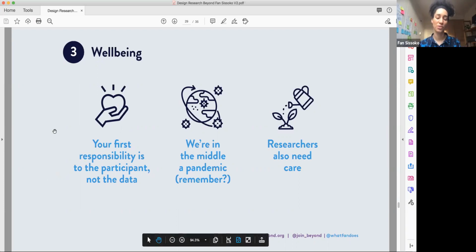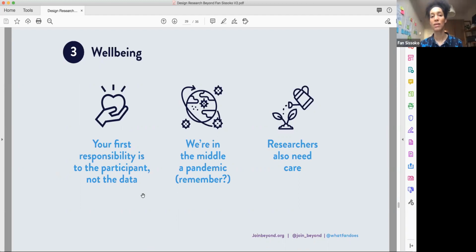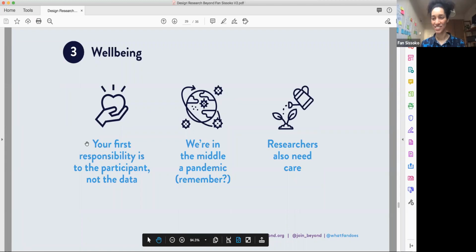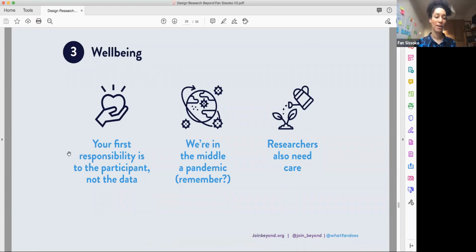I mean, this is important all the time, but especially now. So your first responsibility is to the participant, not the data. So for example, if you think you're going to do research that will potentially touch on some traumas, even if you're not aware of it, sometimes you will, even unintendedly, without the intention to. So your first responsibility is to the participant, not the data, even if it means that you have to stop an interview.